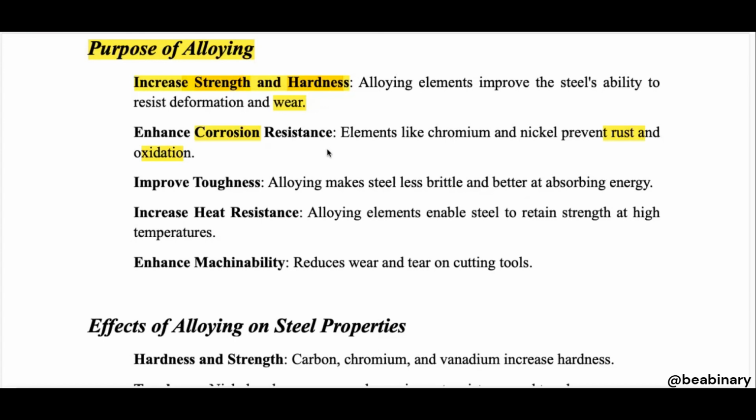Obviously, if the material is going to be weakened, then you are basically compromising your safety, right? That is not required. So mostly we try to use materials which have a higher corrosion resistance. For that we have these materials.